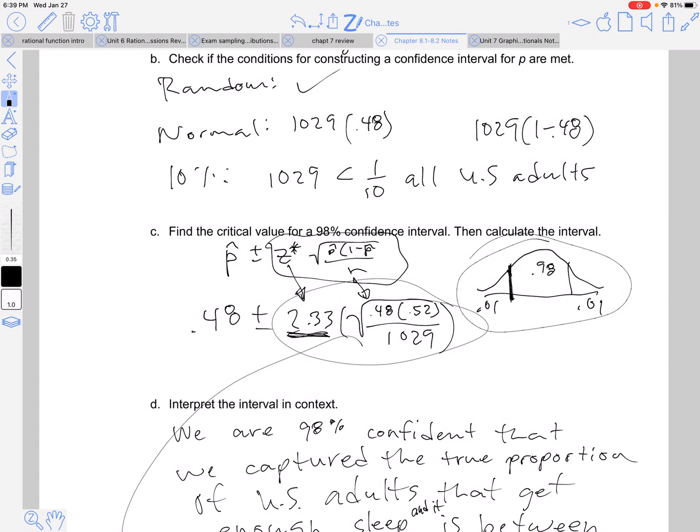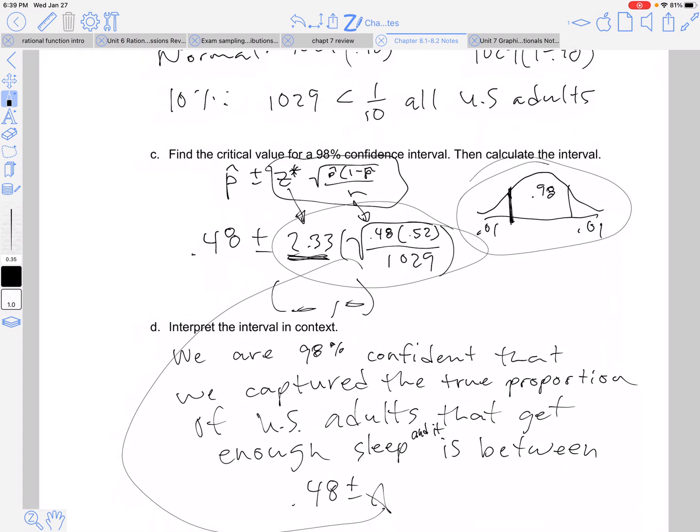I'd multiply those two together and get my margin of error, add it to my point estimate, subtract it from my point estimate, and I'd have my confidence interval. But I haven't actually put that in a calculator, so I don't actually have my confidence interval. And then hopefully you are memorizing your interpretation, but we are 98% confident that we captured the true proportion of U.S. adults that get enough sleep, and it's between, again, I haven't calculated that. I apologize.